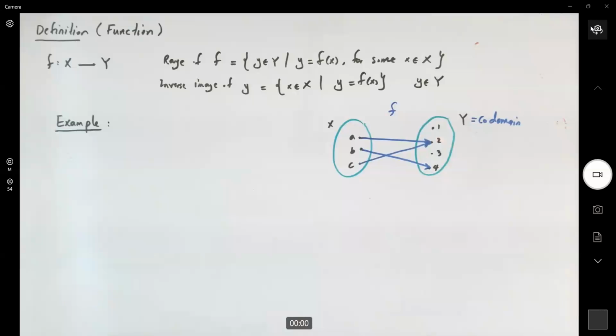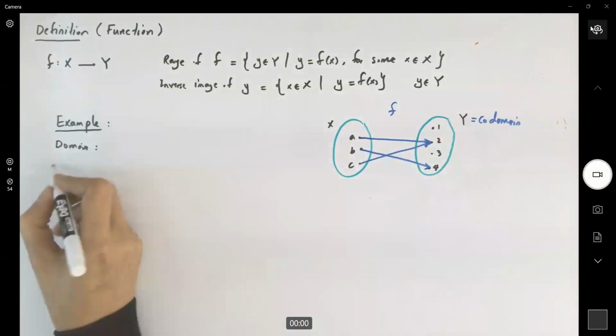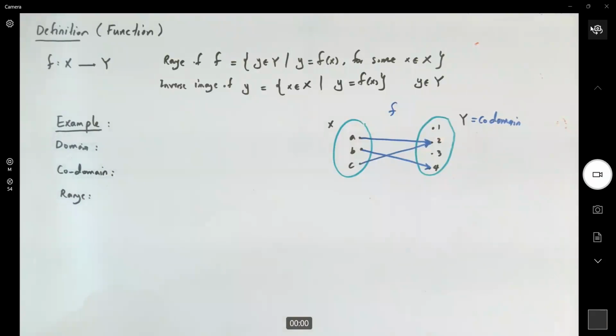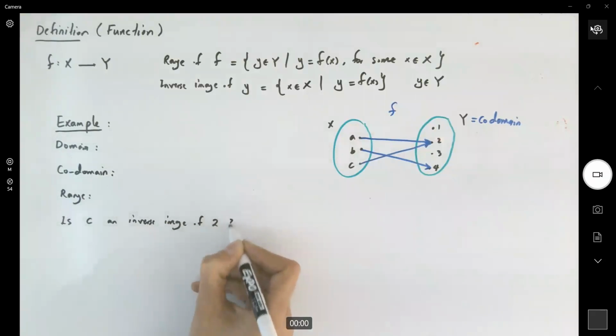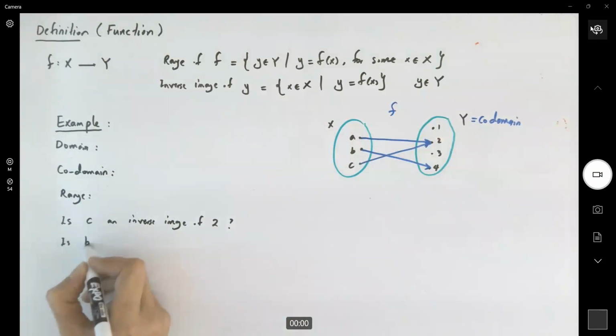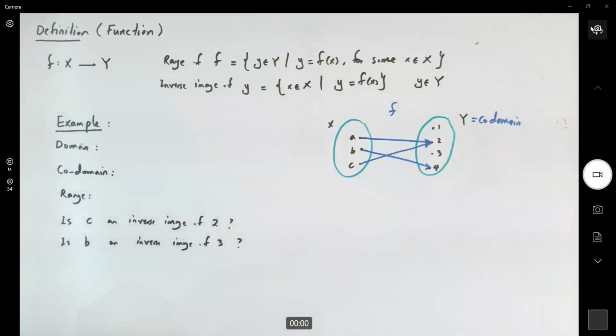Okay, so now we're going to answer these questions. What is the domain? What is the codomain? What is the range? Is C an inverse image of 2? Is B an inverse image of 3? Find the inverse image of 2, 4, and 1. Okay, we're going to answer these questions.